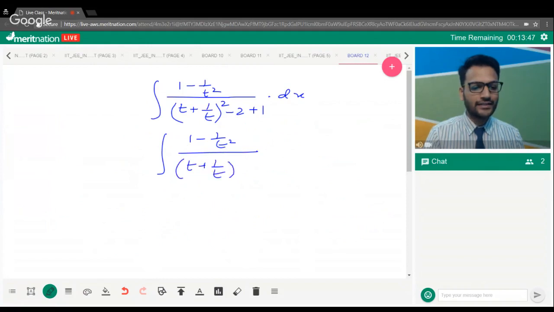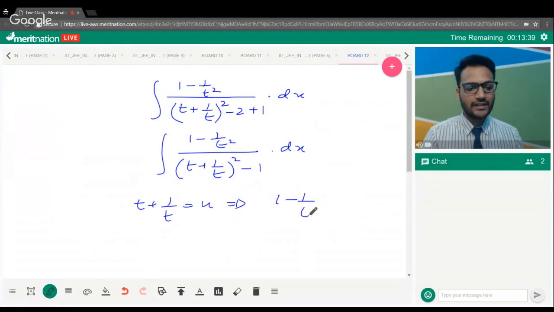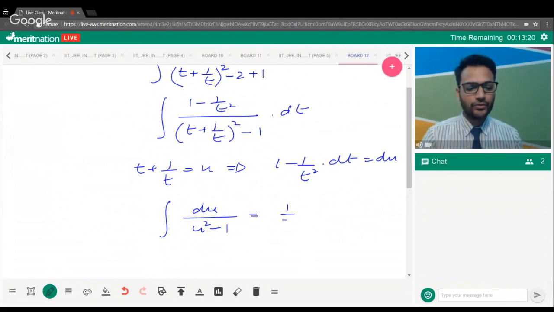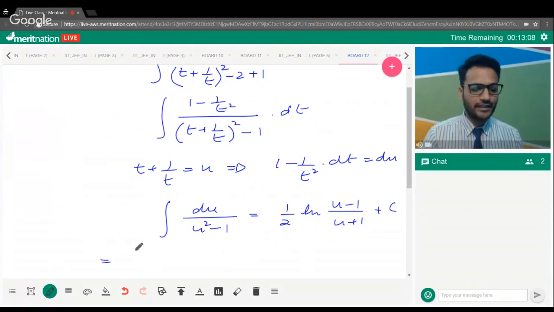So the final outcome will look somewhat like this. Then we can assume whatever is within the bracket as some u. This gives us 1 minus 1 upon t squared times dt. This is dt, sorry, this is not dx. dt is equal to du. So you will eventually have du upon u squared minus 1. This is easy to calculate now. It turns out to be 1 upon 2 ln of u minus 1 upon u plus 1, plus c. You just need to replace the value of u, which is given over here. I'll just do it over here. I hope this is fine.